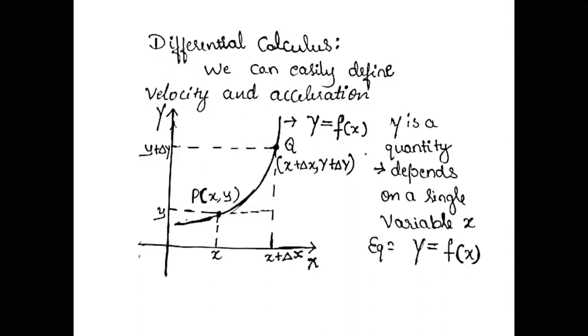I am just going to give an idea. The details you are going to study in your mathematics. Okay. So here you can see the Cartesian coordinate system. Here you can see a curve which represents the equation y is equal to f of x. Y is one physical quantity and it depends upon a single variable x.